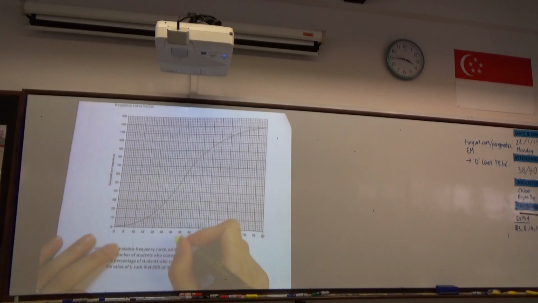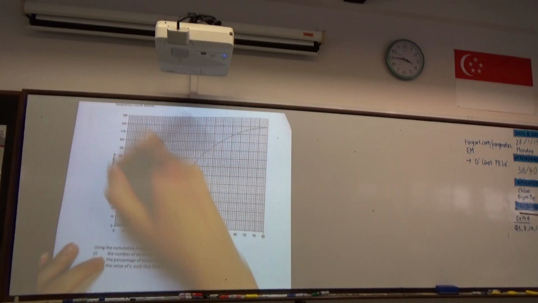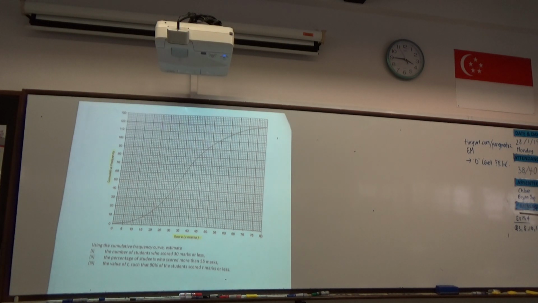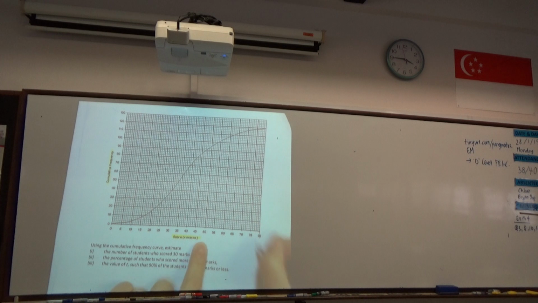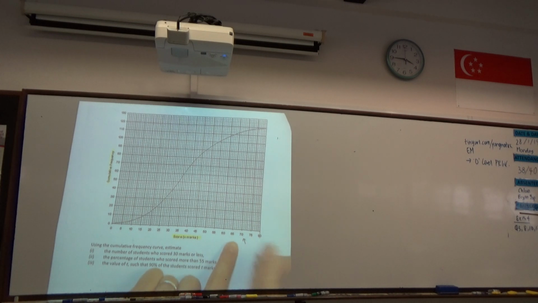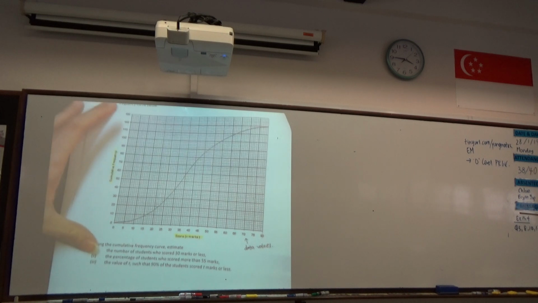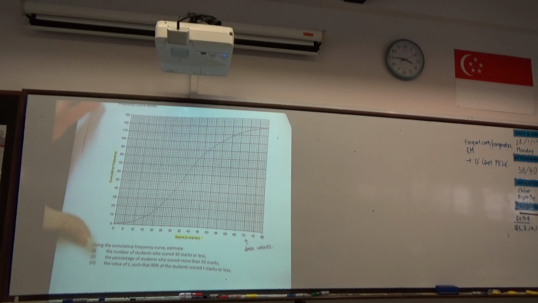So over here, they are your score, x marks. And then the vertical axis will always be cumulative frequency. So your data values are always found on your x-axis, whereas over here is about the number of people, the frequency itself, the cumulative frequency to be exact.